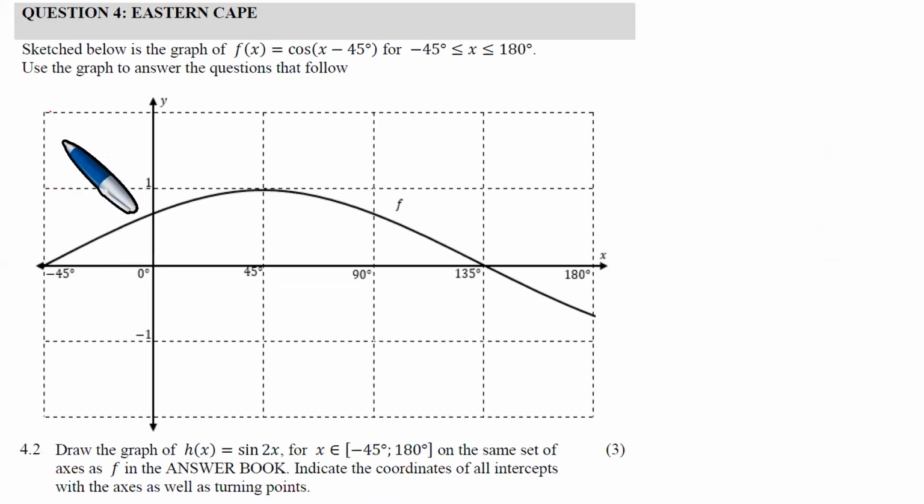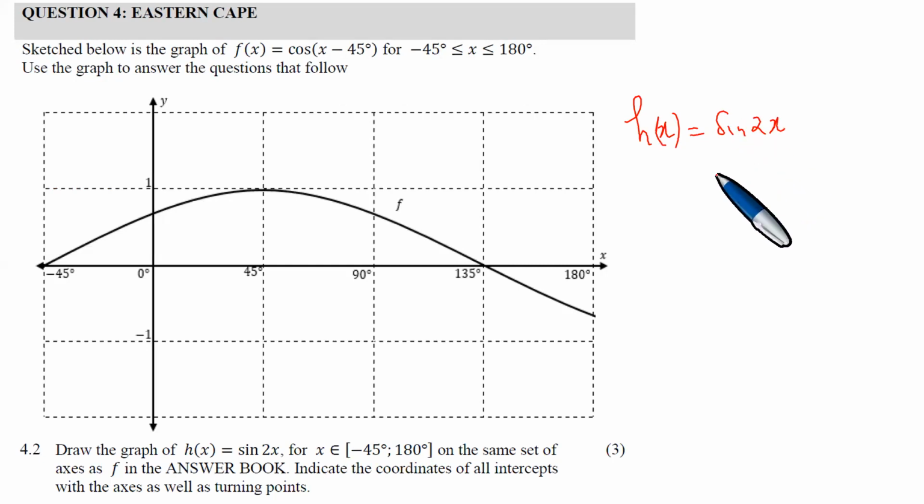Okay, right. So the page below has the same graph of the function. Draw the graph of h equals sine 2x, for x between -45 and 180 degrees, on the same set of axes as f in the answer book. Indicate the coordinates of all intercepts with the axes as well as turning points. How do we get this? This one is straightforward. We need to sketch the graph of h of x, which is the sine of 2x.